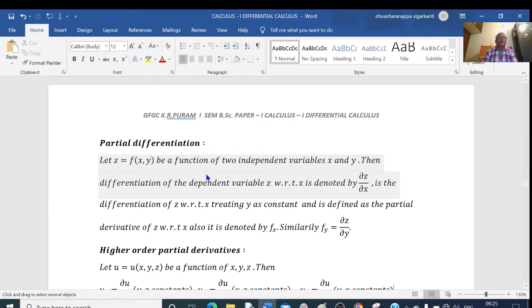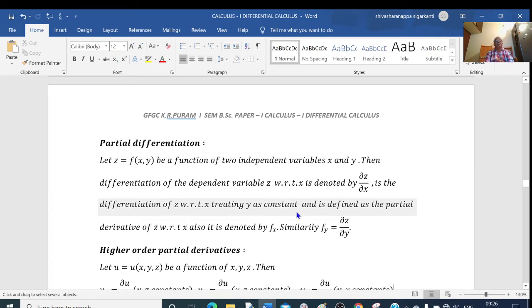Then, differentiation of z with respect to x is denoted by dou z by dou x, and in this case, while differentiating z with respect to x we treat y as a constant quantity. Okay, so this is the differentiation of z with respect to x, treating y as constant quantity, and this is defined as the partial derivative of z with respect to x.